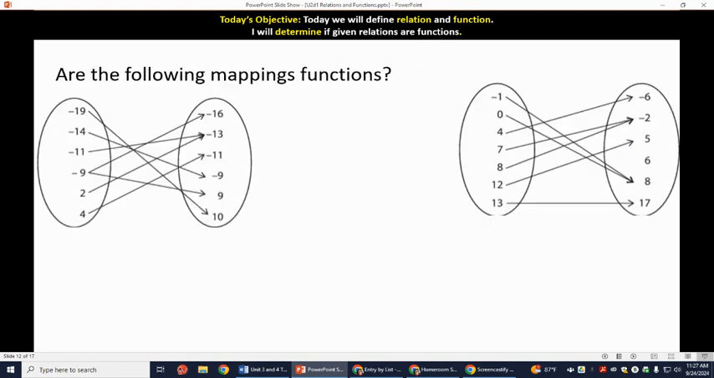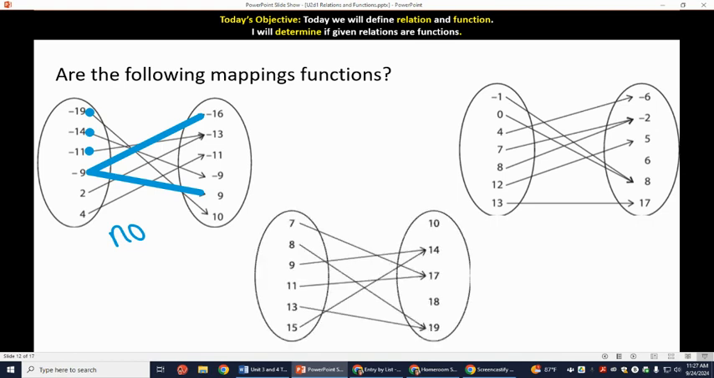Alright, are the following mappings functions? So we're gonna do the same thing, we're gonna look. Negative 19 only goes to one value. Negative 14 only goes to one value. Negative 11 only goes to one value. But what about that negative 9? Yeah, it's going to 2 things. Is that a function? No. No, I don't even have to finish looking at it.